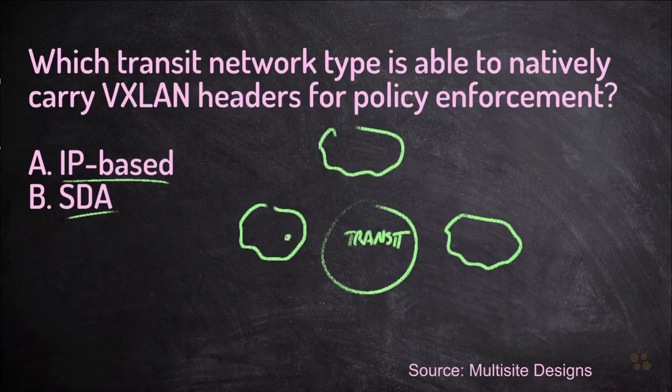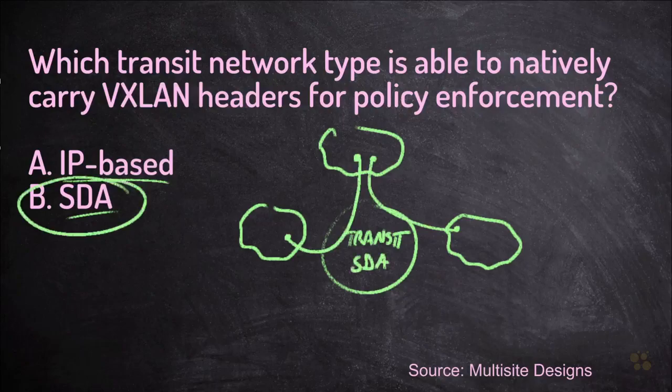So per the question, we need to be able to use native VXLAN to tunnel among these different sites. And in order to do that, we are going to turn this transit network into an SDA transit. So B is our answer. Incidentally, if we can't turn our transit network into an SDA network, we would have to deliver an IP-based transit network. At that point, we wouldn't be using the VXLAN headers, unfortunately. We'd have to forward that packet de-encapsulated through the transit network and trust that the remote border router is going to handle the tagging that we need it to do for us.